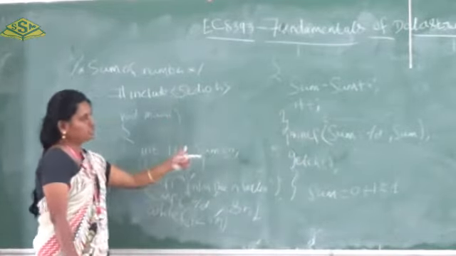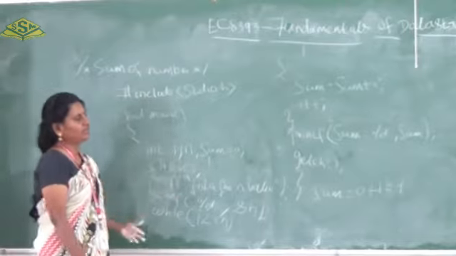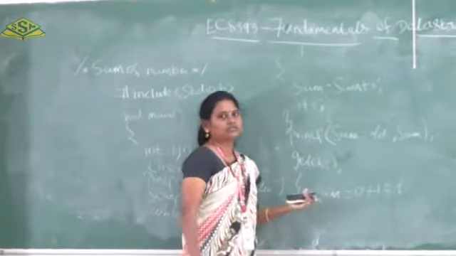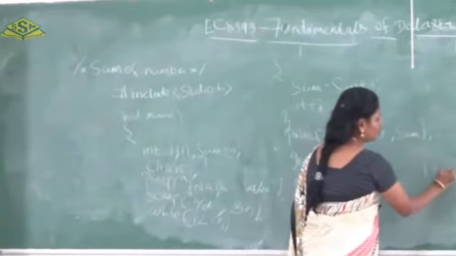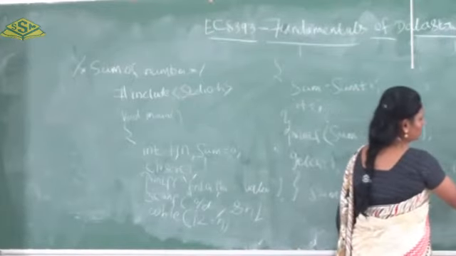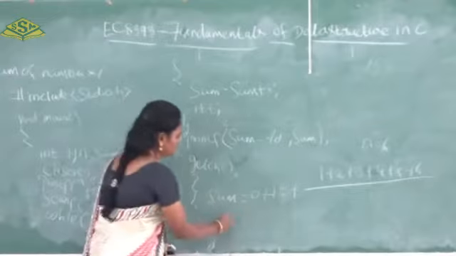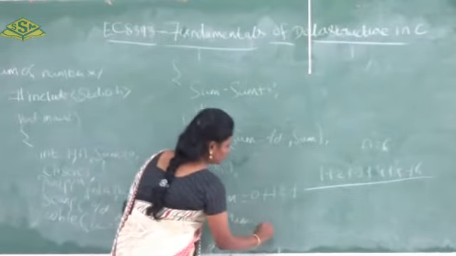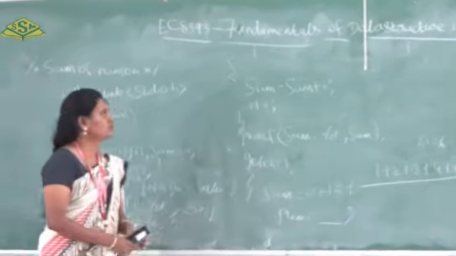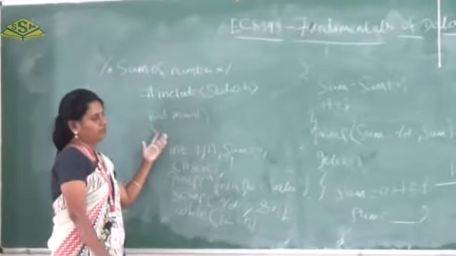Likewise, up to 6 the condition will hold, and finally we will get the value: 1 plus 2 plus 3 plus 4 plus 5 plus 6. After adding these values we will get the sum. So this is a program for the sum of numbers.